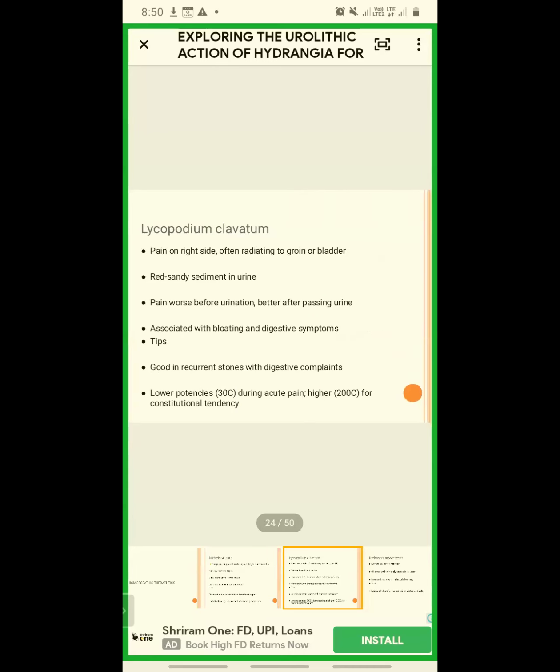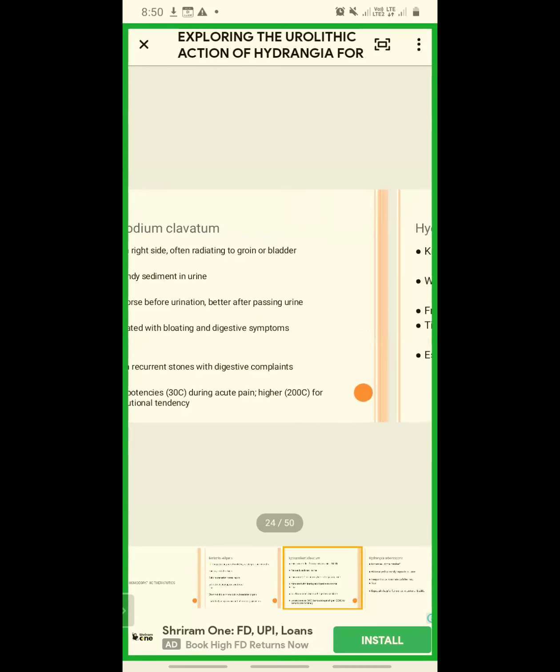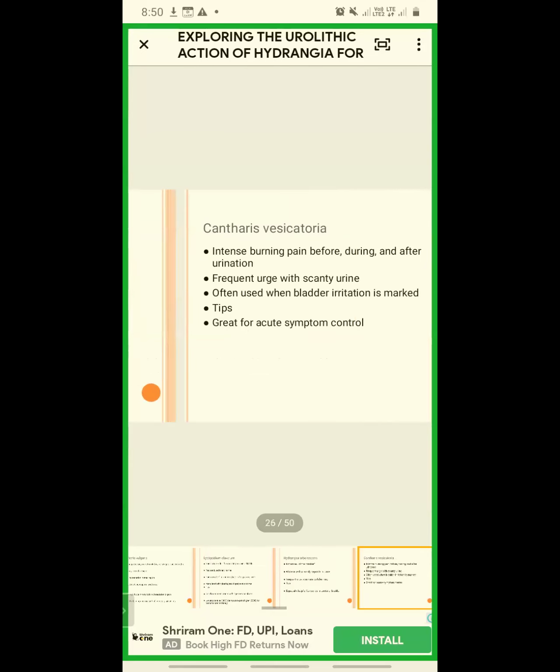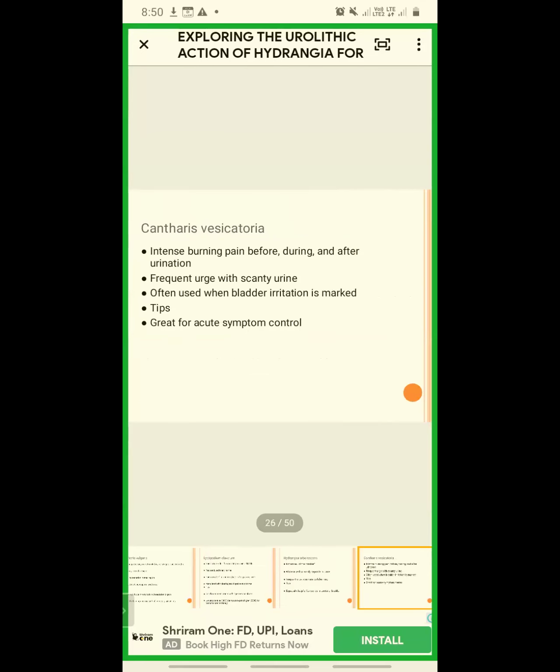Then Lycopodium: there is a red sand in urine, and the right-sided affection will be there. It can be used as an intercurrent also. Then Hydrangea is also known as a stone cutter. There is a white or sandy deposit and frequent urging to urinate with burning. Then Cantharis: there will be intense burning pain, frequent urging to urinate, and it is often used in bladder irritation.